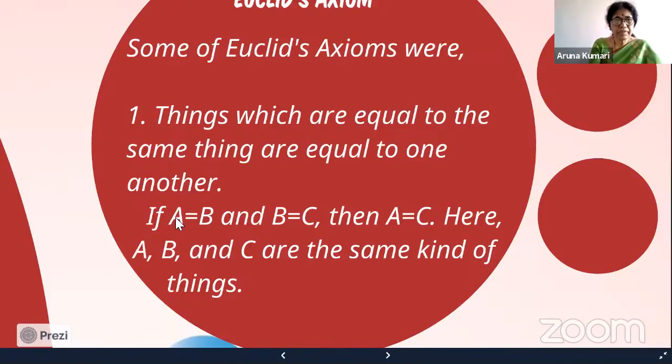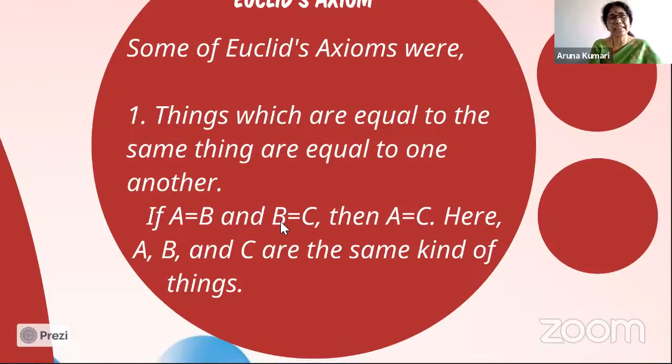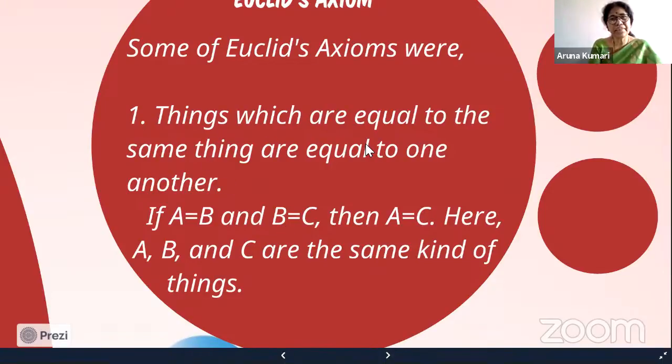That means, for example, if A is equal to B, and C is equal to B, that means A and C are both equal to the same thing. What is the same thing here? B. If A is equal to B and C is also equal to B, then what can we say? A is also equal to C. Is it right, students?